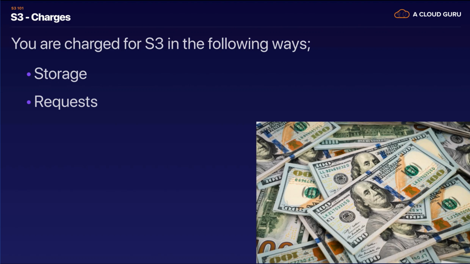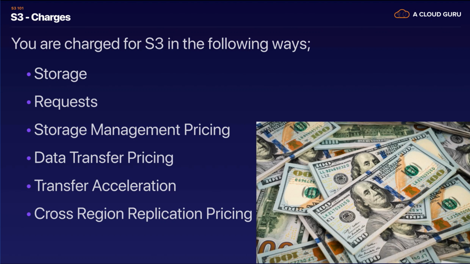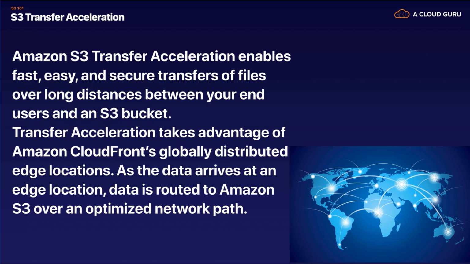You're charged for storage, on a per gig basis, you're charged for the number of requests, you're also charged on the storage management pricing, you're charged for data transfer pricing, and you're charged if you use transfer acceleration and if you use cross-region replication. So let's have a look at what transfer acceleration is and what cross-region replication is. So what is S3 transfer acceleration?